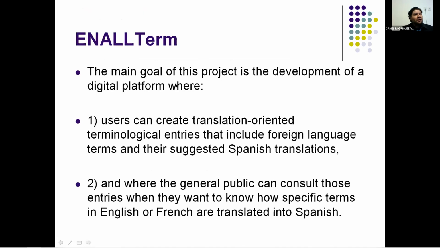So the main goal of this project is the development of a digital platform where, number one, users can create translation-oriented terminological entries that include foreign language terms and their suggested Spanish translations. And number two, where the general public can consult those entries when they want to know how specific terms in English or French are translated into Spanish.